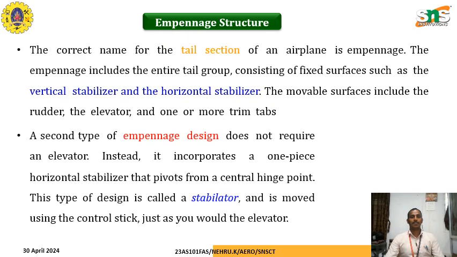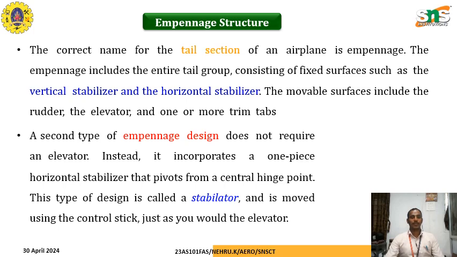So coming to the empennage structure, the correct name of the tail section of an airplane is empennage. The empennage includes the entire tail group consisting of fixed surfaces such as the vertical stabilizer and horizontal stabilizer. The movable surfaces include the rudder, elevator, and one or more trim tabs, which are located on the horizontal and vertical stabilizer.